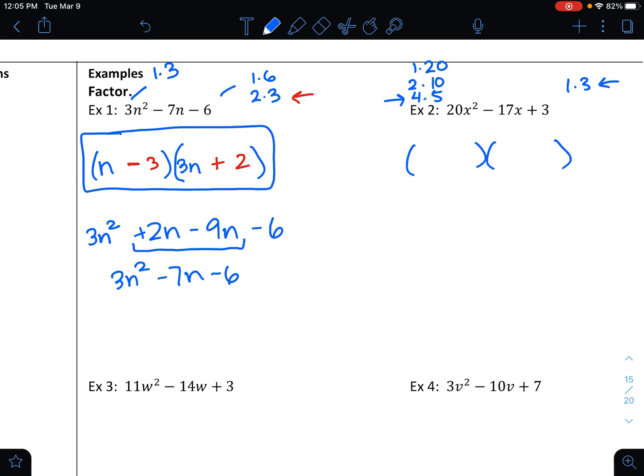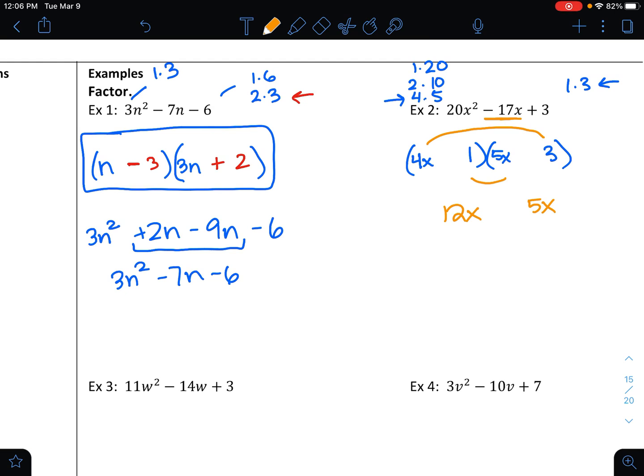Of course, I only have 1 and 3. So I'm just going to try to do 4x and 5x. And then I'm just going to go with 1 and 3. And then I need to test out the 2 inner multiplied plus the 2 outer multiplied. Do I get -17? So 4 times 3 is 12x. 1 and 5 is 5x. Okay, so when I add that, I get +17.